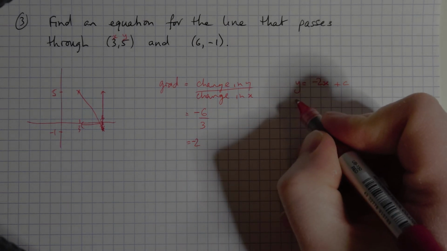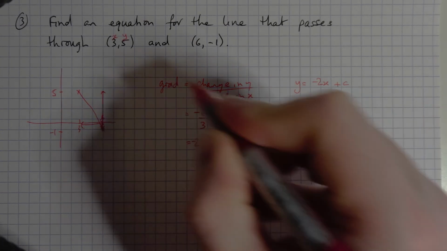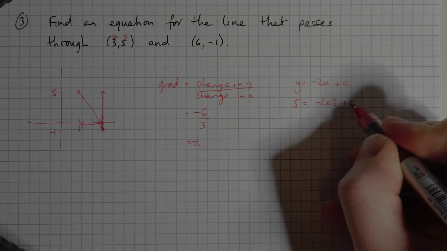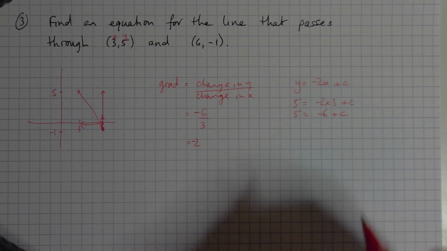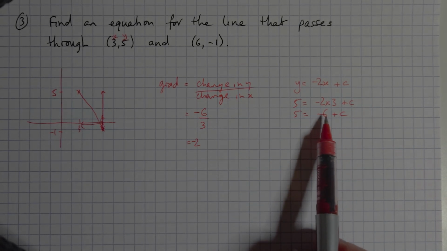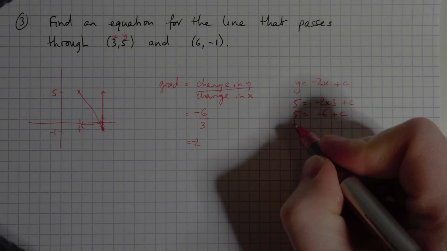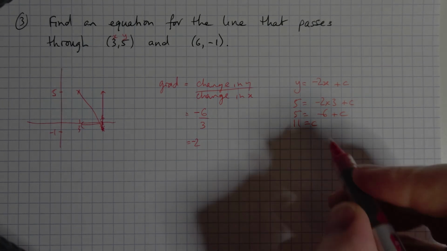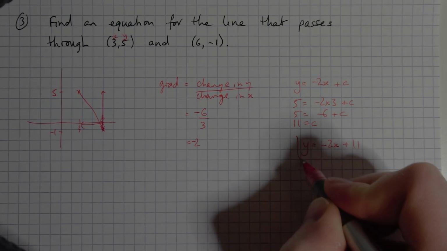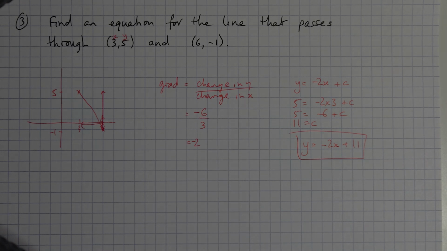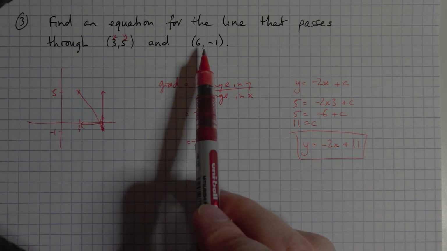So the y is 5 when x is 3. Minus 2 times 3 is minus 6. To get c on its own, I have to undo this, take away 6. Let's add 6 to both sides. C is 11, so I have my final answer, y equals minus 2x plus 11. You should get the same answer if you'd used the other point as well.